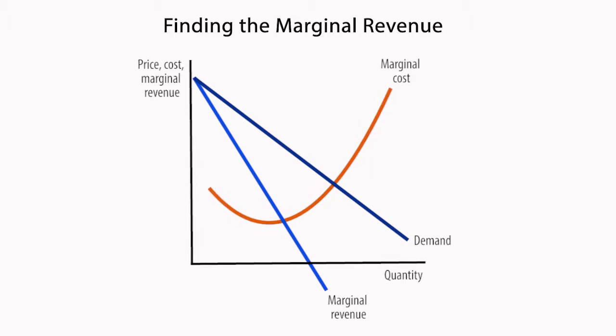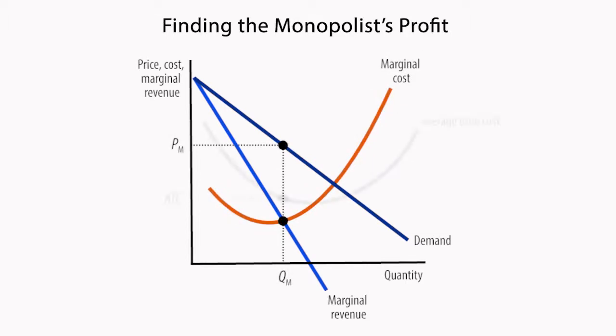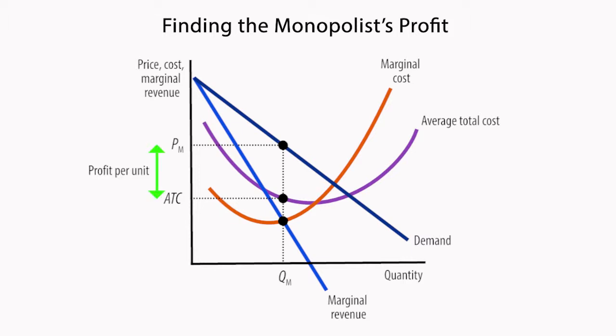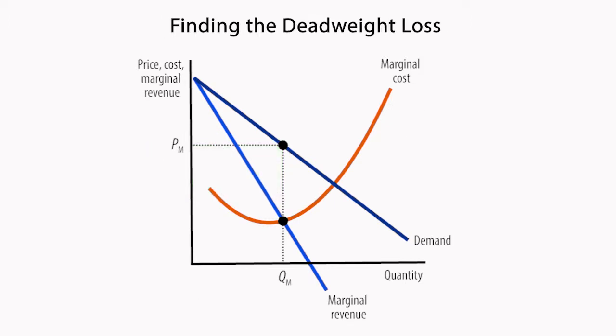To find the monopolist's profit, we add the average total cost curve to the graph. The profit per unit is the difference between the price and the average total cost for the quantity sold. The total profit is represented by a rectangle with the height of the profit per unit and the width of the quantity sold. Now let's discuss the deadweight loss that a monopoly creates in the absence of externalities.